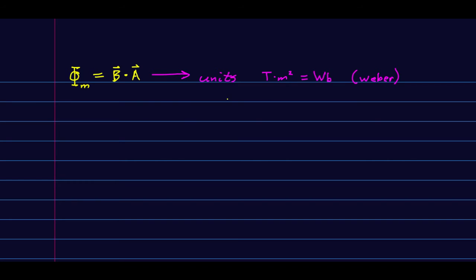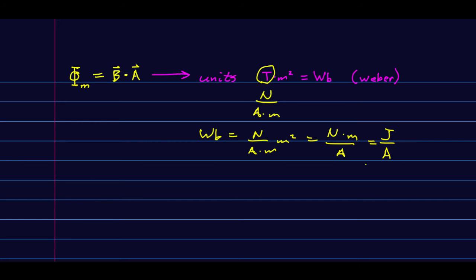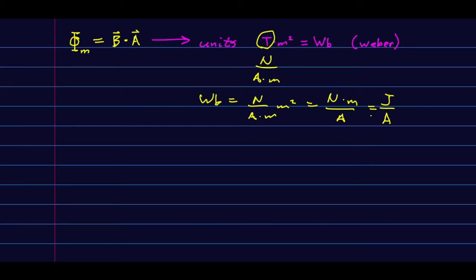So it'll often turn up, look, a Tesla is a Newton per amp meter, right? And so a Weber will often turn up as a Newton per amp meter times meter squared, right? That is a Newton meter per amp, and a Newton meter is a joule. So joules per amp is how it sometimes turns up in a calculation. And then an amp is a coulomb per second, right? So this is a joule per coulomb per second, and a joule per coulomb is a volt. And so it'll often also come up as a volt second.